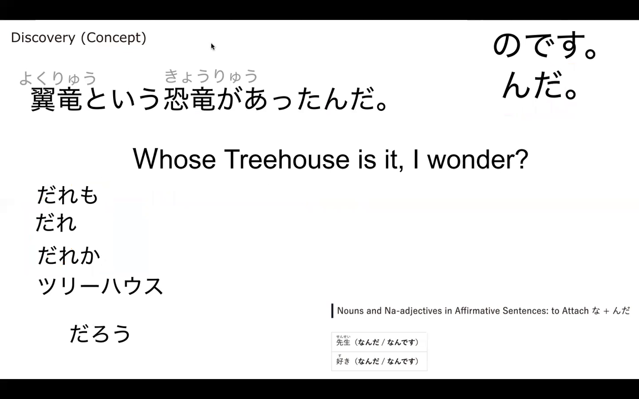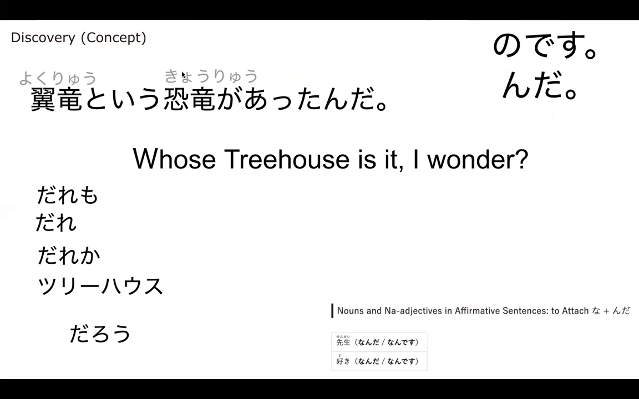Okay. Can you do me a favor and read this sentence? Hai. Dare no treehouse na nda daro? Oh, so that's basically what we just said. Exactly. Whose treehouse is this, I wonder. So the thing that I forgot to mention, it's easy to make these little mistakes, is that with nouns and non-adjectives, when you're doing no or nda form, because over here we have a verb, but over here there's no verb, you need to add a na in front of the nda. So that's why it becomes dare no treehouse na ndaro.